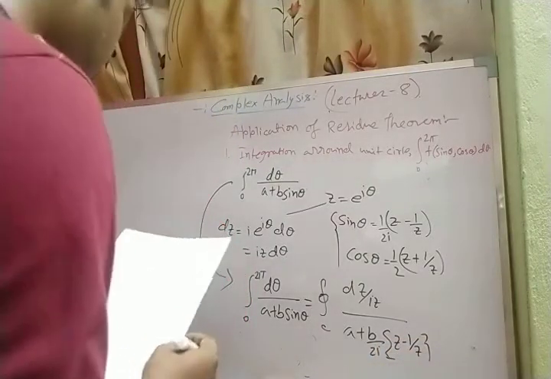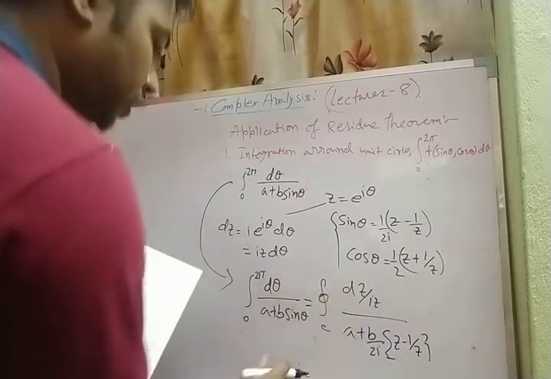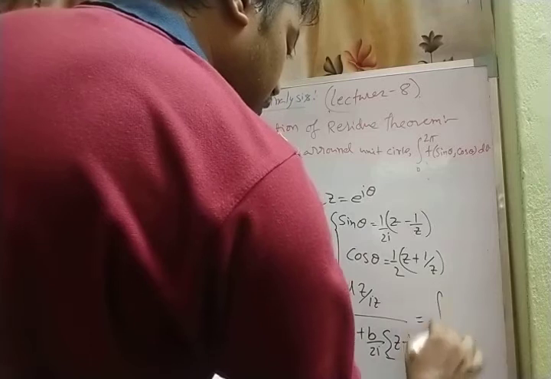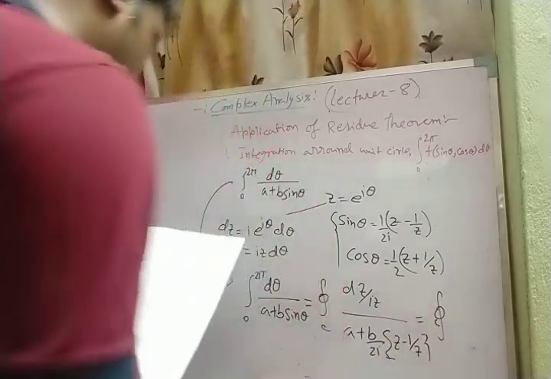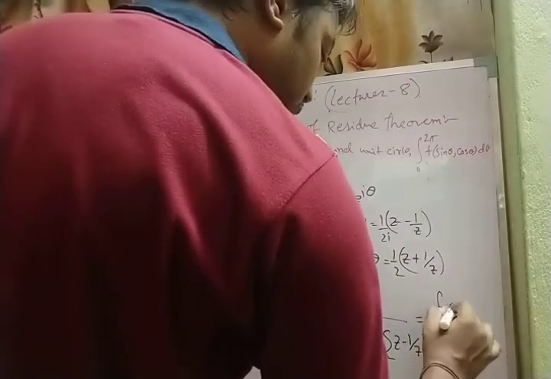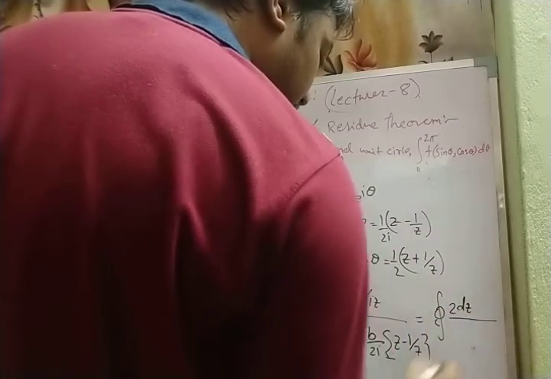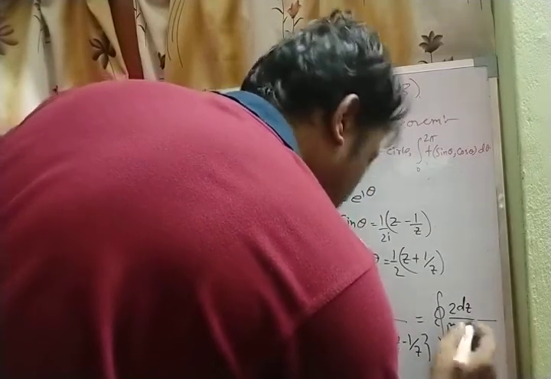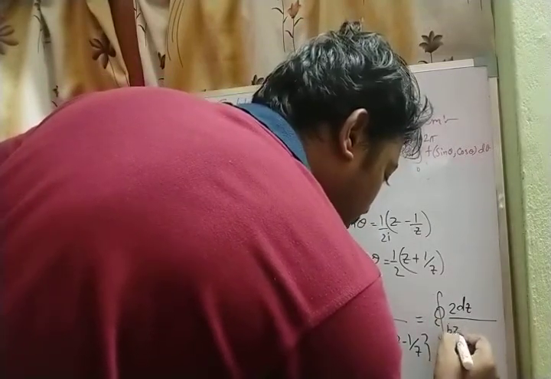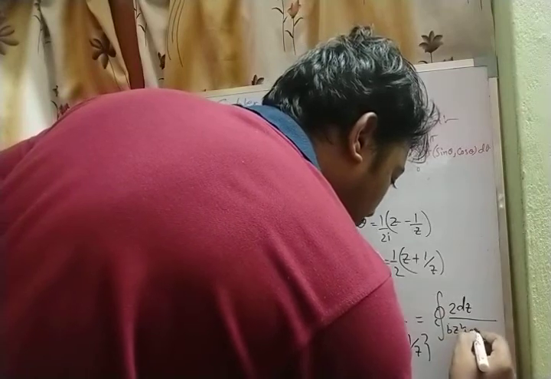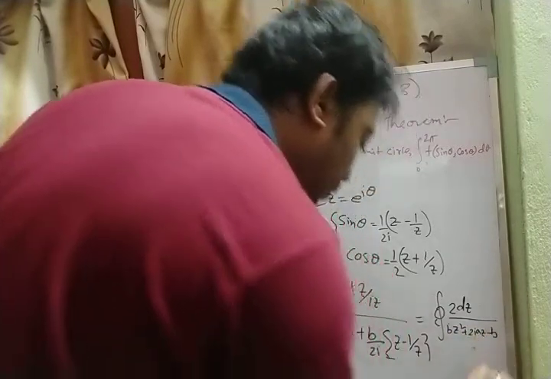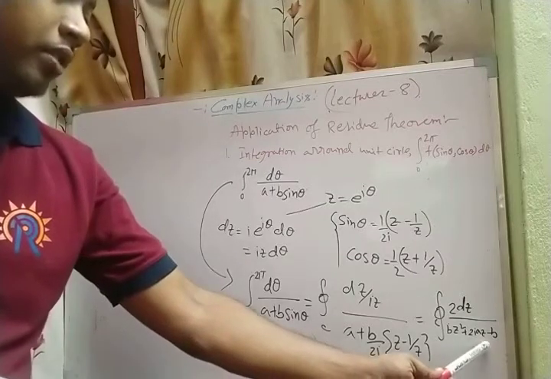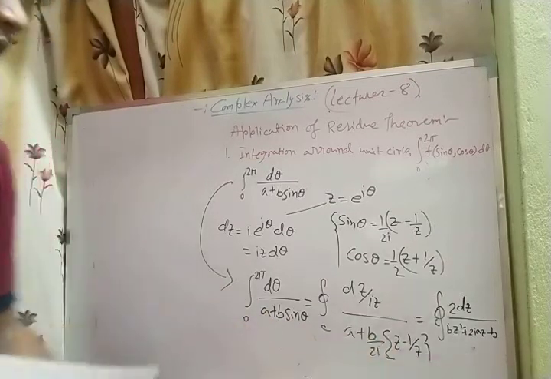Okay. Now it can be further expanded as closed integration over C of 2 dz by b z square plus twice i a z minus b. This can be simplified to this.